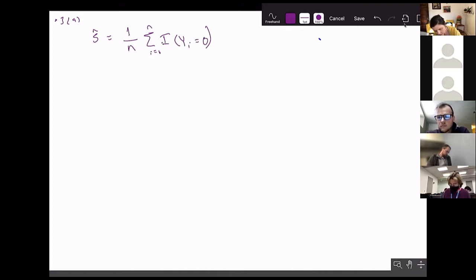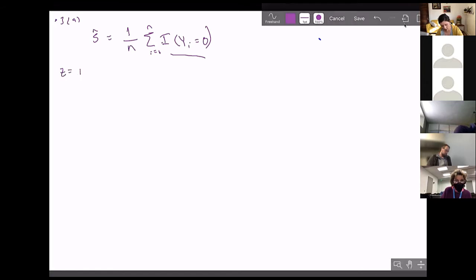Let's look at this piece first. This is an indicator, right? Does this look familiar from what you saw in the previous problem or stuff that we've talked about before? Yes. So let's say I define a variable z equals indicator of yi equals 0. Do we know what distribution z takes? Bernoulli. Yeah.